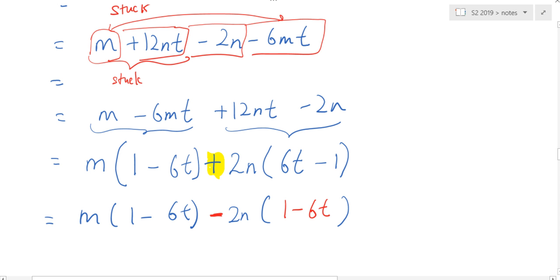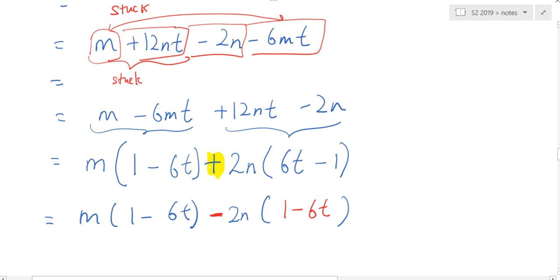Now let's try to see whether they are really equal. Let's try. Minus 2n times 1, what do I get? Negative 2n. Okay, I hope you are following. On top, 2n times minus 1, also negative 2n. One more. Minus 2n times minus 6t plus 12nt. Plus 2n times plus 6t plus 12nt. So in the end, they are equal.